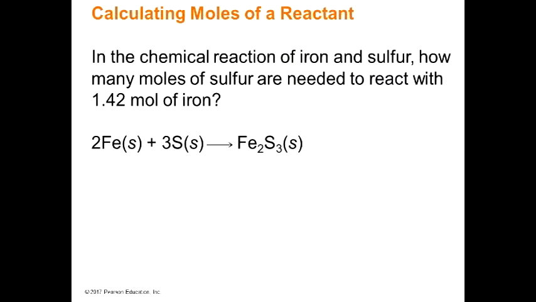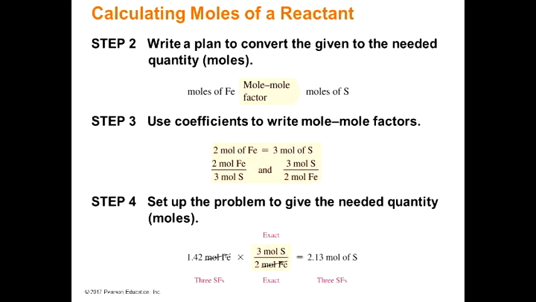Here we have one. In the chemical reaction of iron and sulfur, how many moles of sulfur are needed to react with 1.42 moles of iron? Well, we're going to do this one. I'm not going to even show you here. I'm going to pause this, and we're going to work this one on the board first. So there we have iron plus sulfur.